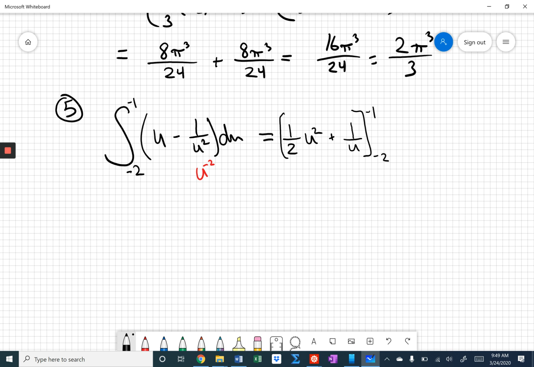From negative 2 to negative 1. And then when I plug in negative 1, well, negative 1 squared is going to be just 1, so you get 1 half.